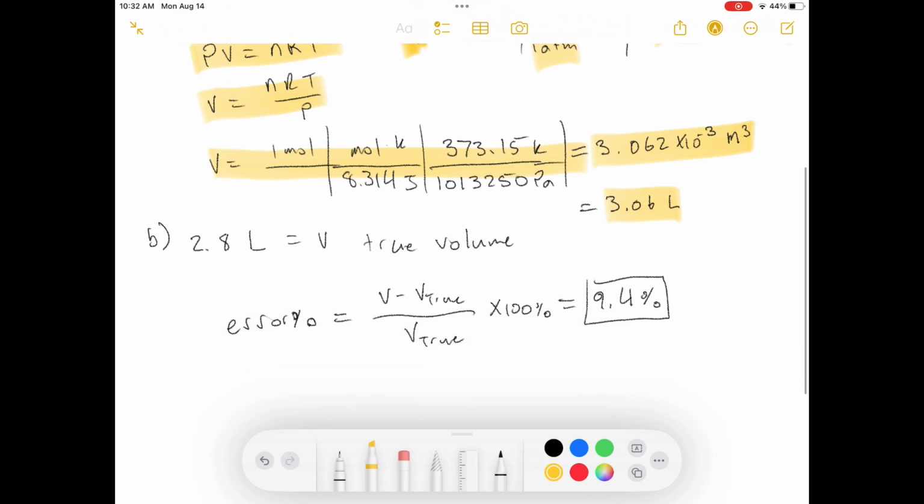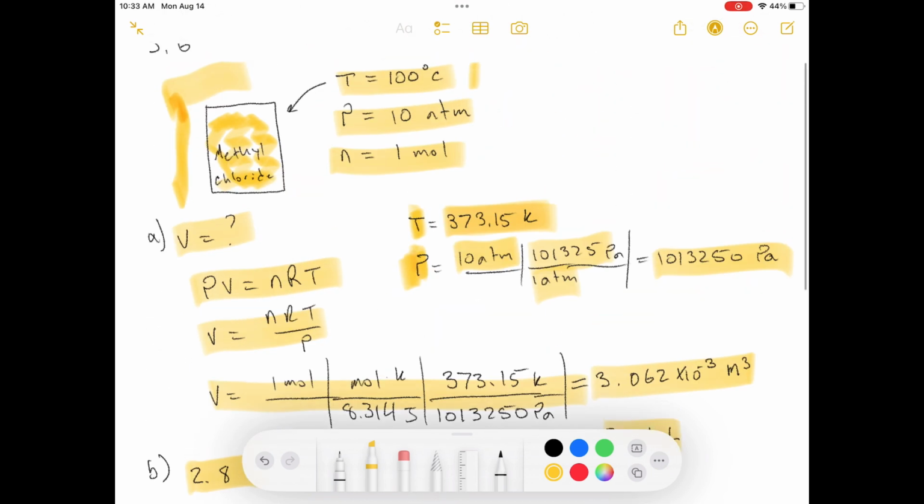Okay. Part B, suppose the actual volume of the vessel is 2.8 liters. What percentage error results from assuming ideal gas behavior? Okay, so this is the actual volume that they didn't solve for. They somehow measured the actual volume was 2.8 liters, given these other two conditions, temperature and pressure.